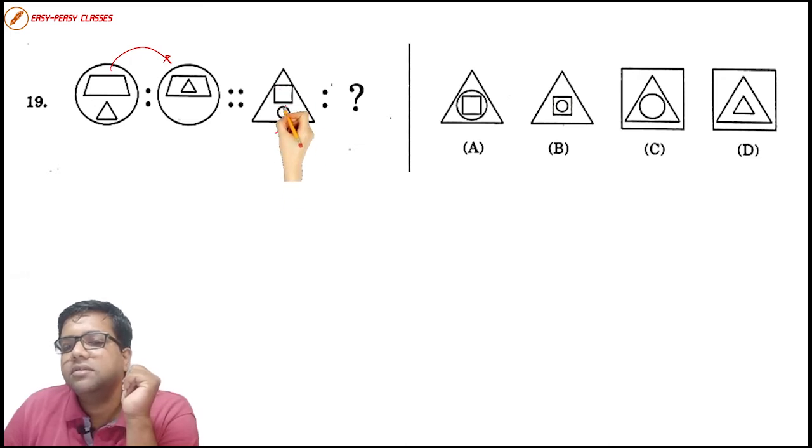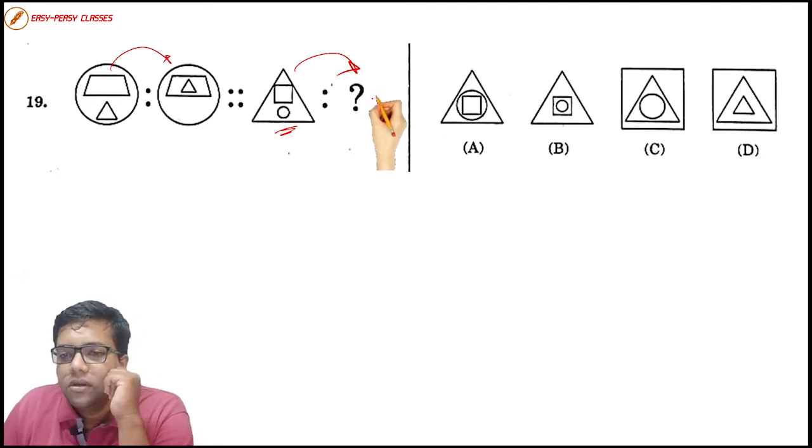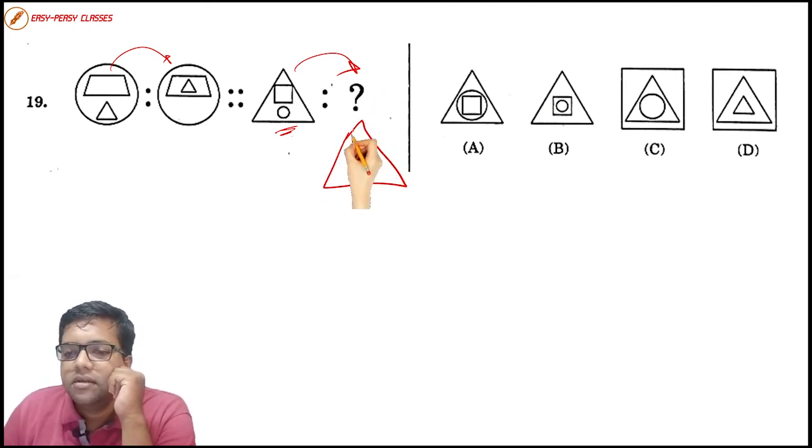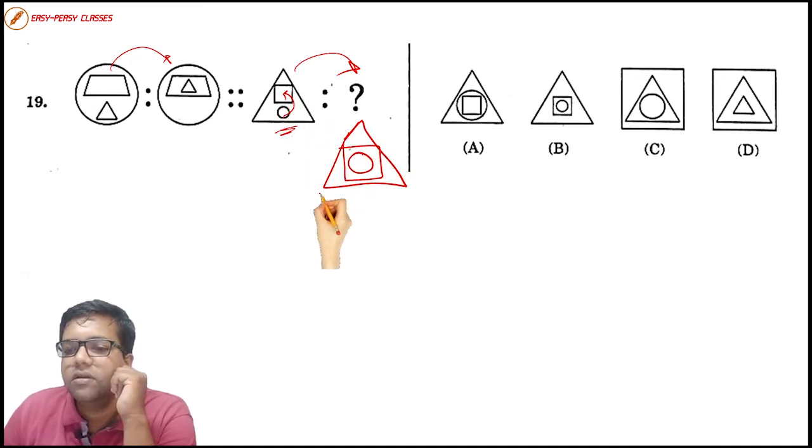The triangle has a square and the circle. What would happen in the next coming figure? So the triangle will remain as it is. The circle will go inside the square. The square is there, the circle will go inside like this.